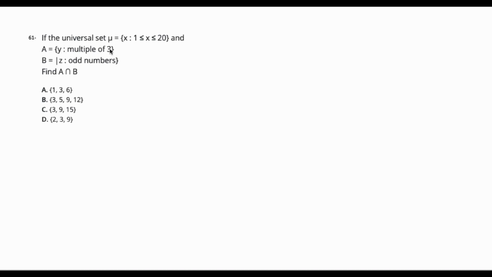Now the multiples of 3 in the universal set from 1 to 20 are 3, 6, 9, 12, 15, and 18. The odd numbers from 1 to 20 are 1, 3, 5, 7, 9, 11, 13, 15, 17, and 19. So we're told to find A intersection B.